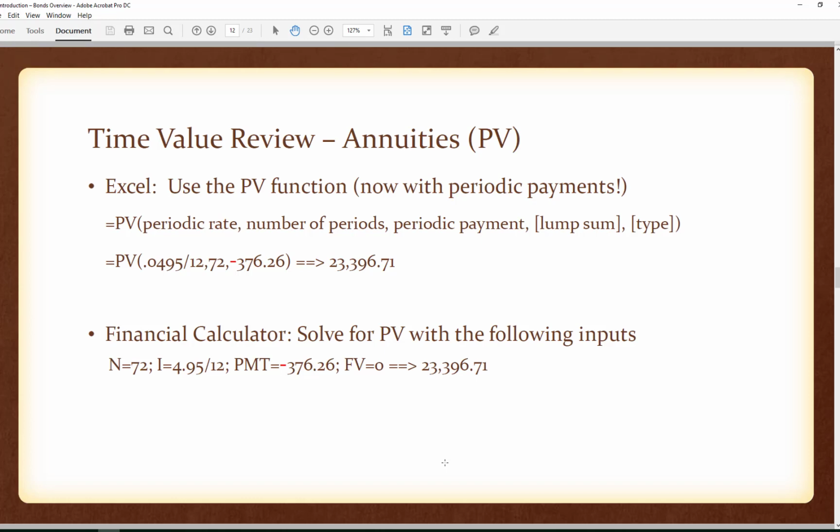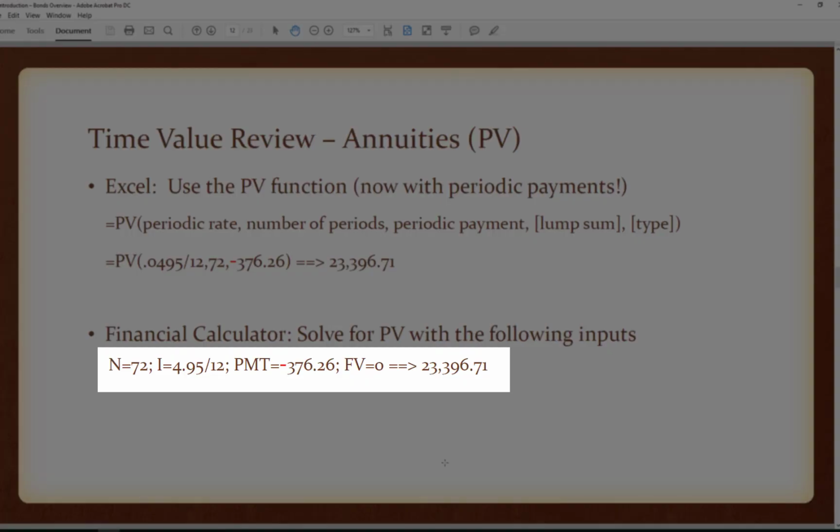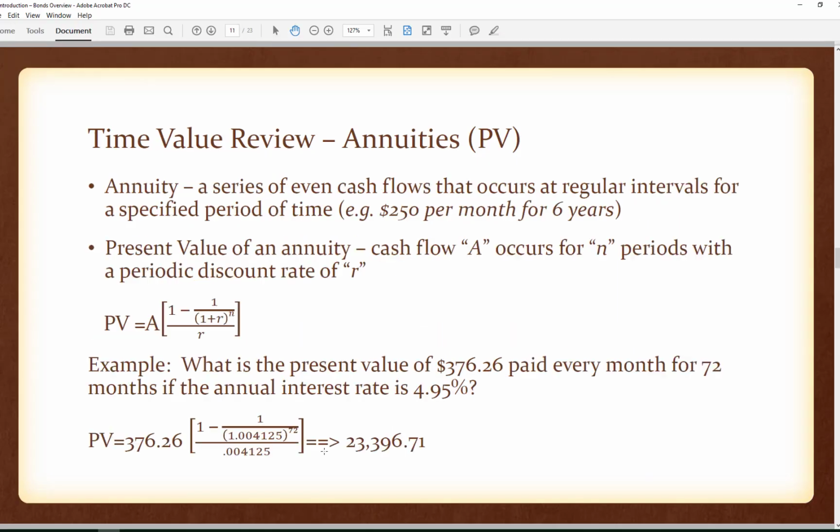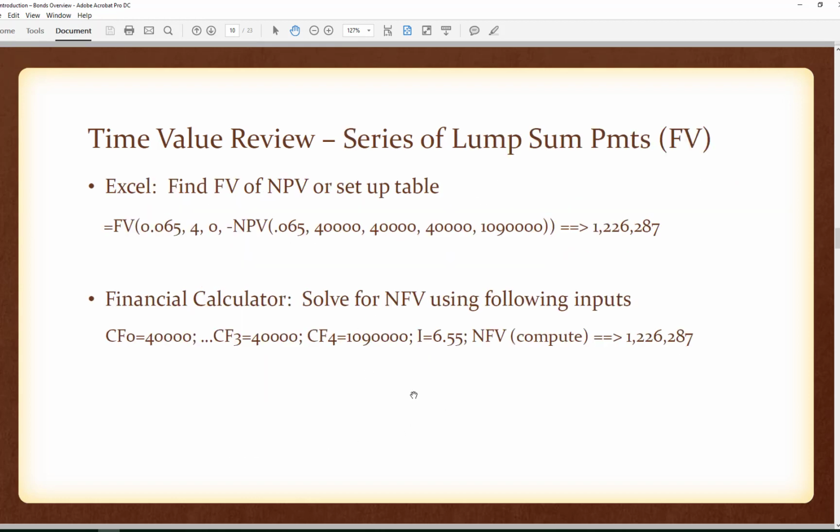With a financial calculator, I can solve for PV with the following inputs: N, I, payments, and the future value. I just realized that I didn't do the cash flow for this net future value on the financial calculator. Let me go back and do that real quick, and then we'll swing around and take a look at the annuities with both of these.